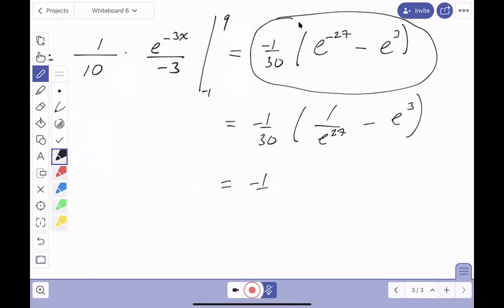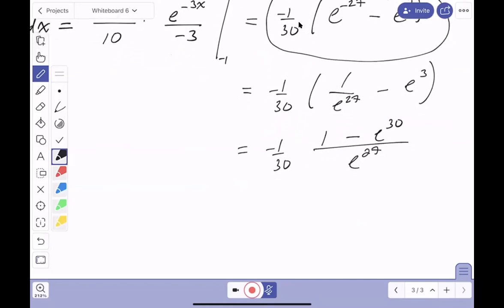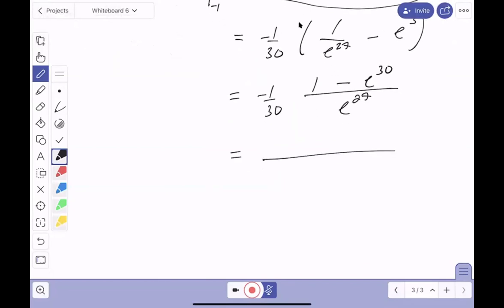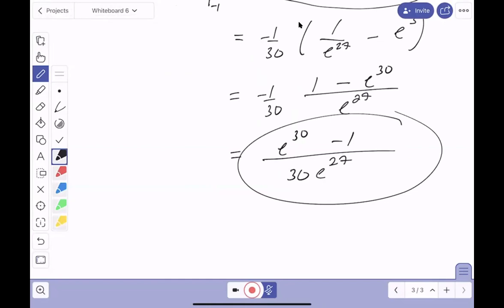Let's do that a little step at a time. A common denominator, 27. That'll be 1 minus e to the 30th, right? 27 plus 3 is 30. This is going to be 30 e to the 27. And then what are you going to get? e to the 30th minus 1. Let's look at our key.